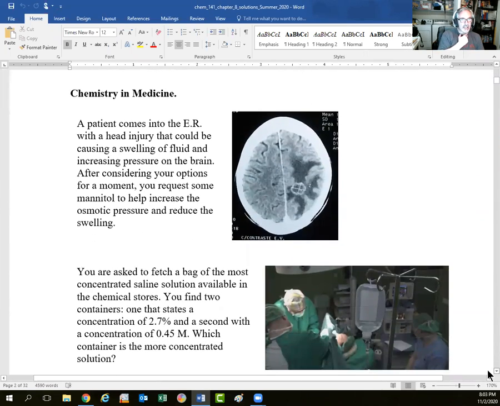So a patient in the ER comes in with a head injury that's been causing some swelling in the brain. After considering your options, you request some mannitol to make a solution so that you can generate some osmotic pressure and reduce the swelling. We'll talk about osmotic pressure and talk about how the mannitol works.